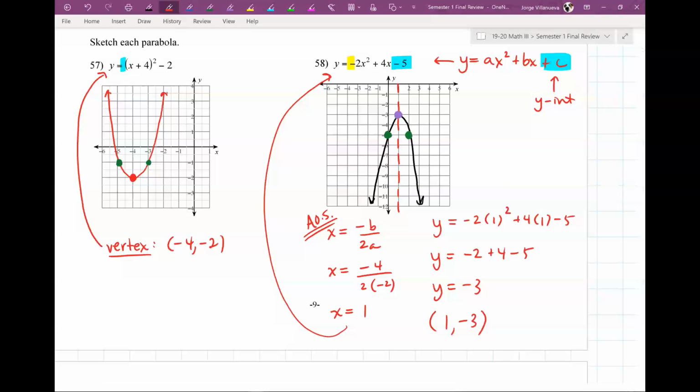No, I was going to ask about the green points. How did you get the first one? The one on the right side, 58? So it's right here. No, 57. Oh, the green points, you basically just go from your vertex. If you know it opens up, go one up, one over.